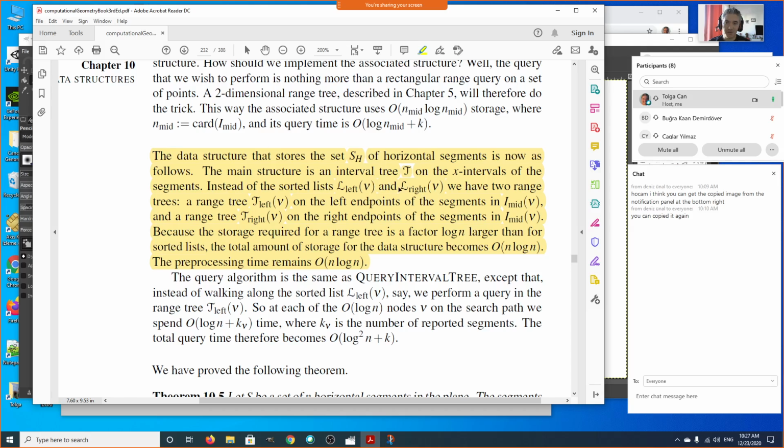So the main structure will be the one-dimensional interval tree on just the x intervals. Instead of the sorted lists L left and L right, now we have two 2D range trees, a range tree on the left endpoints and another one on the right endpoints. Since the storage requirements of range trees are log n larger than for sorted lists, where the space complexity was O(n), with a range tree it will be O(n log n), so the total storage for this new extended interval tree will be O(n log n).